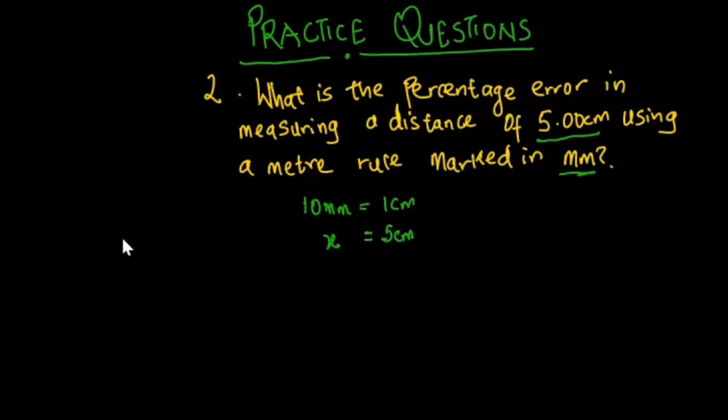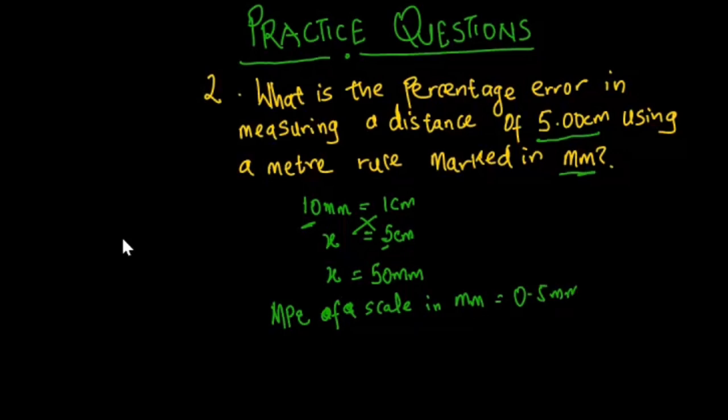So we'll take that as x and then we'll cross multiply. 1 times x is x. Then 10 here times 5 will give us 50 millimeter. So the next thing we are going to ask ourselves, what is the possible error in using a scale in millimeter? And from our question 1, the maximum possible error in using a scale in millimeter is 0.5 mm.